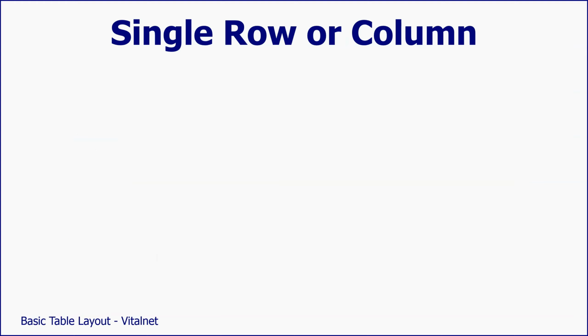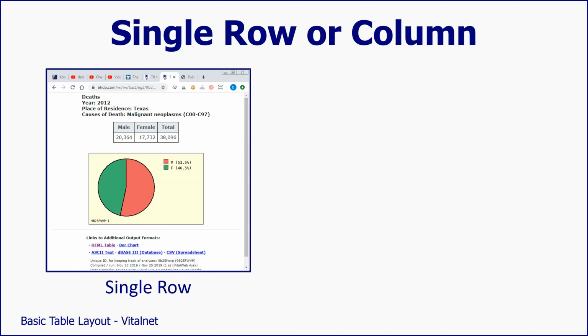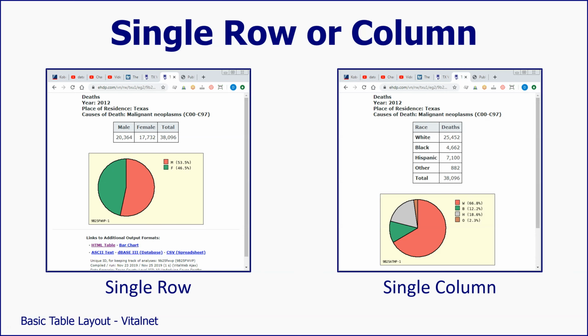Single row or column is a special case. Table with a single row. Table with a single column. It is often useful to make a table with a single row or column, for example, to make a pie chart.